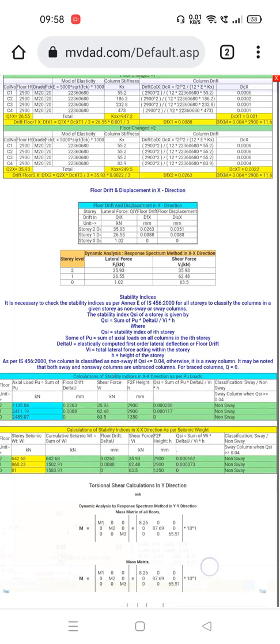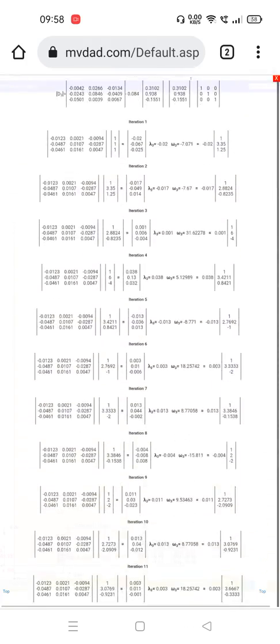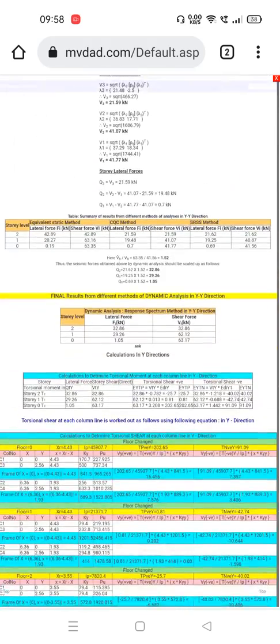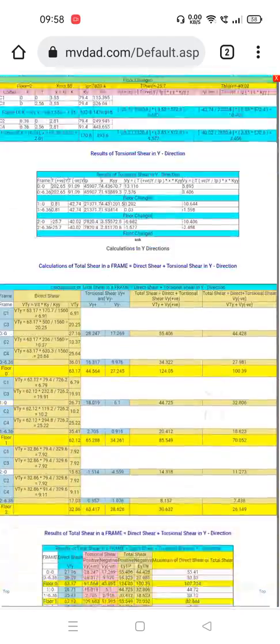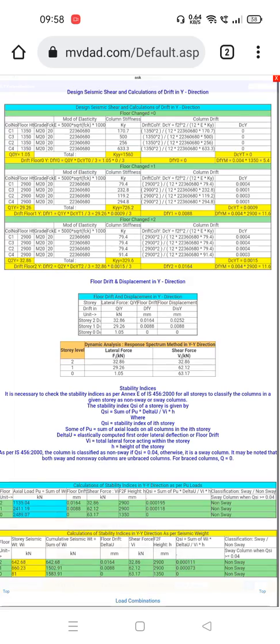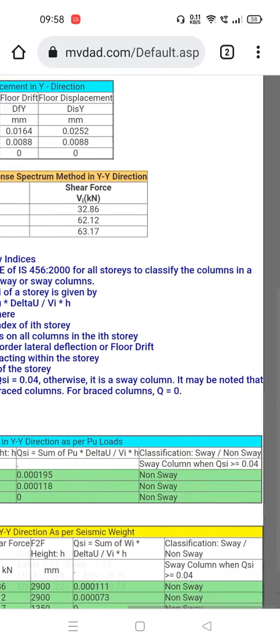Similarly, for the Y direction, again the repetition, full detailed calculation, one can check it. And at the last, same way, stability in the Y direction of the structure.